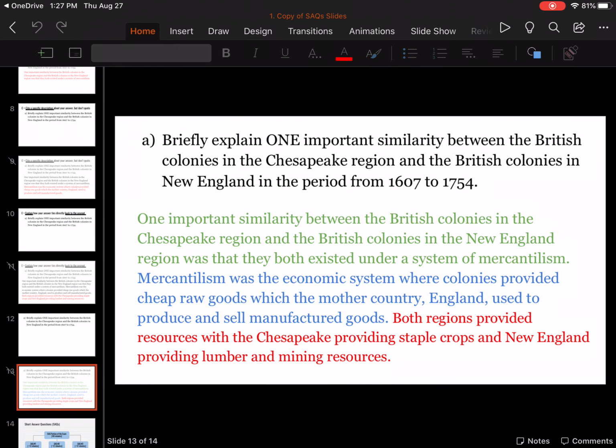As you can see, you got green, blue, and red here. So A, answer the prompt. Right away, the person or the teacher who put this together wrote, one important similarity between the British colonies in the Chesapeake region, the British colonies in the New England region, that's restating the question, was that they both existed under a system of mercantilism. So answer the question and used a proper noun historical term in it. In this case, restated the question and then used the term mercantilism.